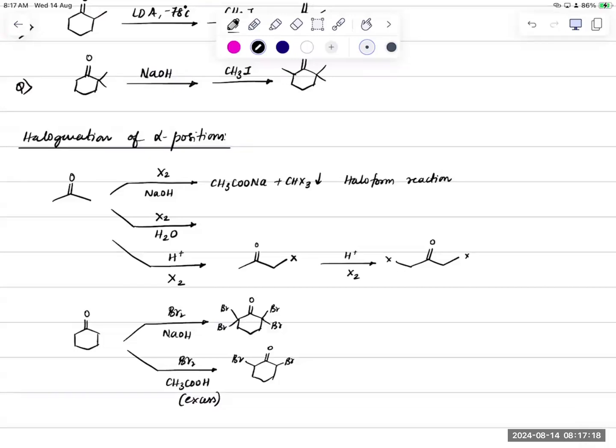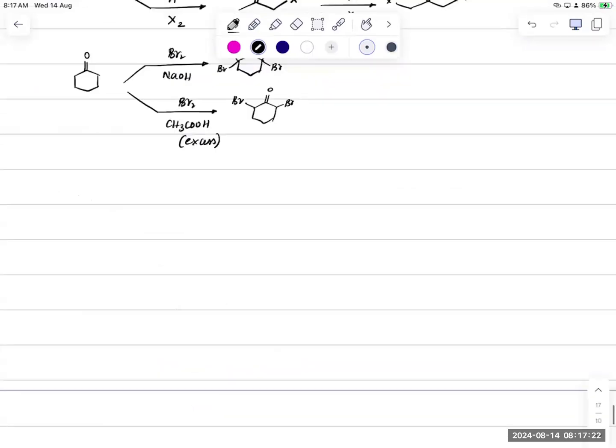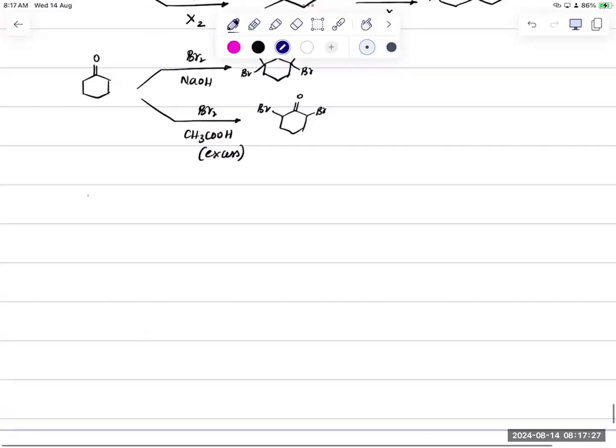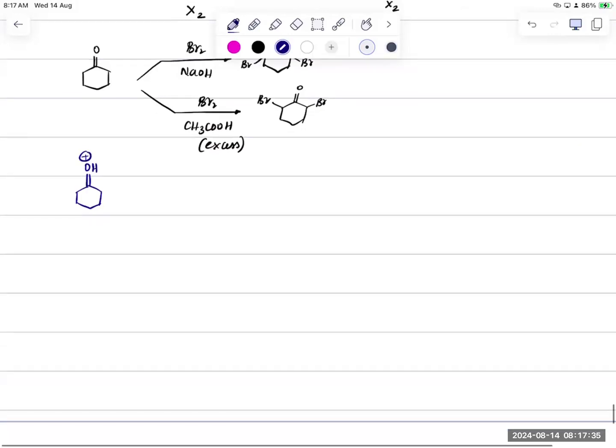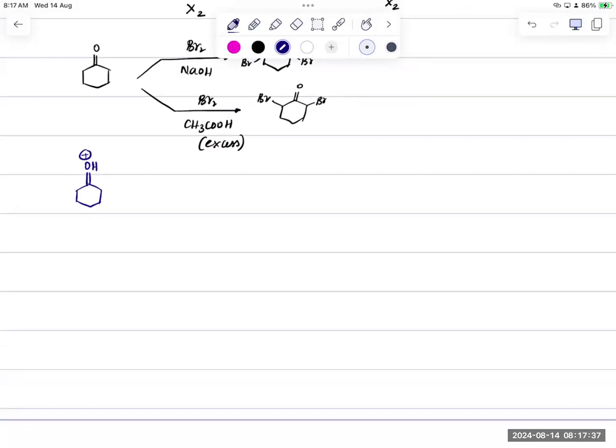So can you explain H plus and X2? Mechanism wise, it works like this. I'll take this example here. H plus, because it is an acidic medium. Okay. And you will see that once you get this, this will have sufficiently positive charge. So this one will also start becoming slightly acidic in nature. Okay.